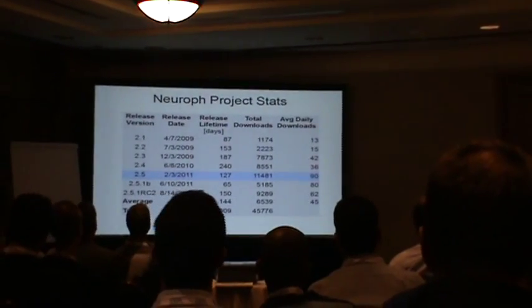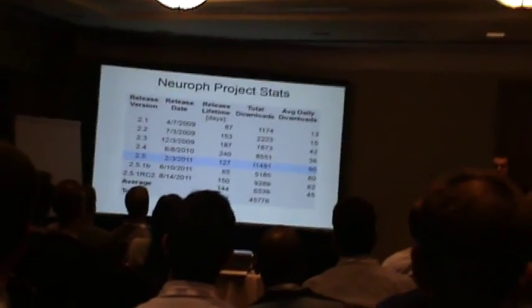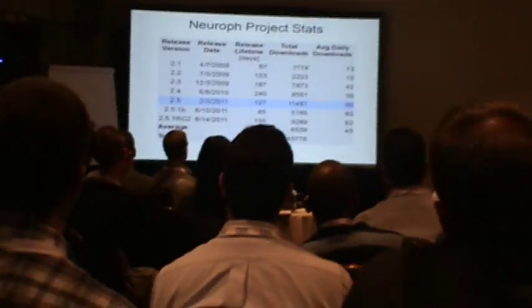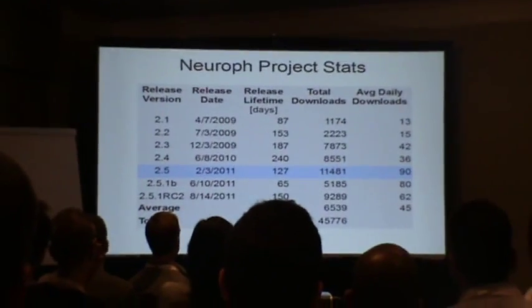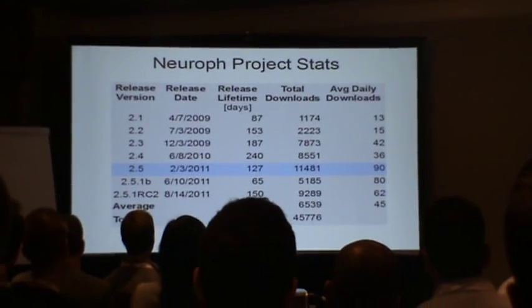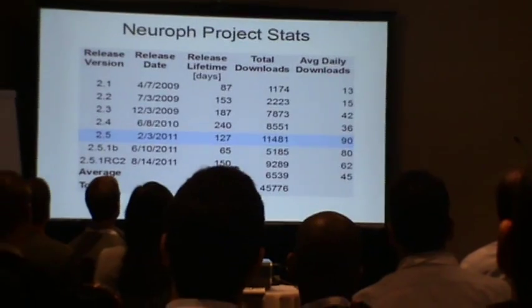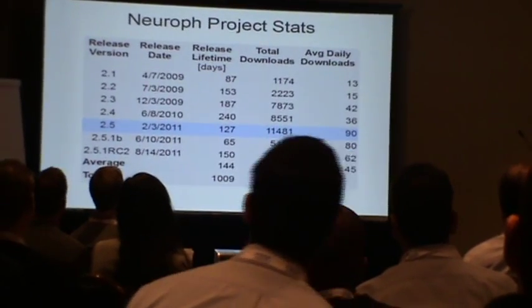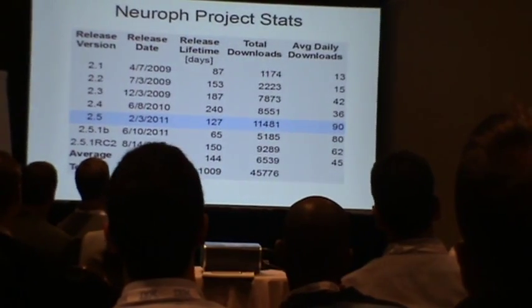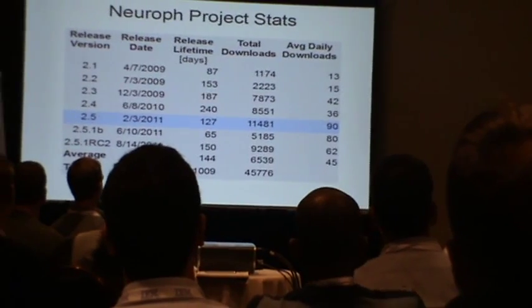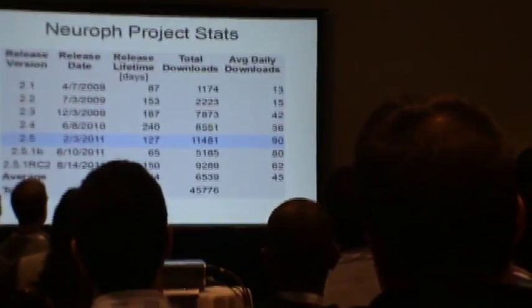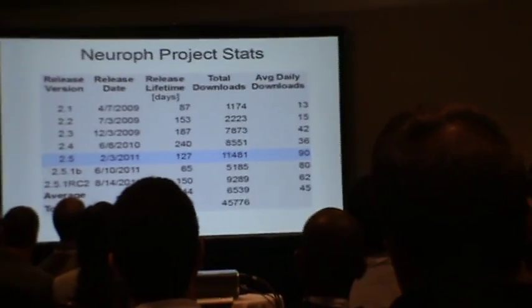So, just to show you some project statistics, since version 2.1, you see that we had an average of 30 downloads per day, and at the moment, with version 2.5, we had 90, 80, and then 65. We have the actual version 2.6, but since we have not released the new version, it is not listed here.